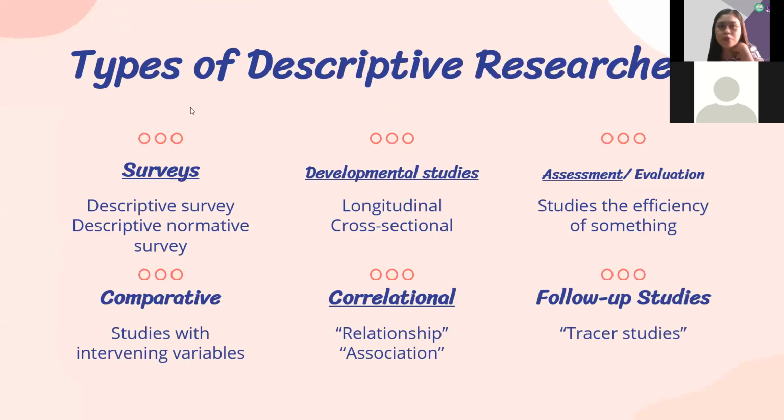Now let's start with the types of descriptive research or descriptive researches. The descriptive researches can either be surveys, developmental studies, assessment or evaluation, but most of our descriptive studies nowadays are either comparative or correlational. And lastly, we also have the follow-up studies. Now, for the surveys, we have two types of surveys: descriptive survey and descriptive normative survey.